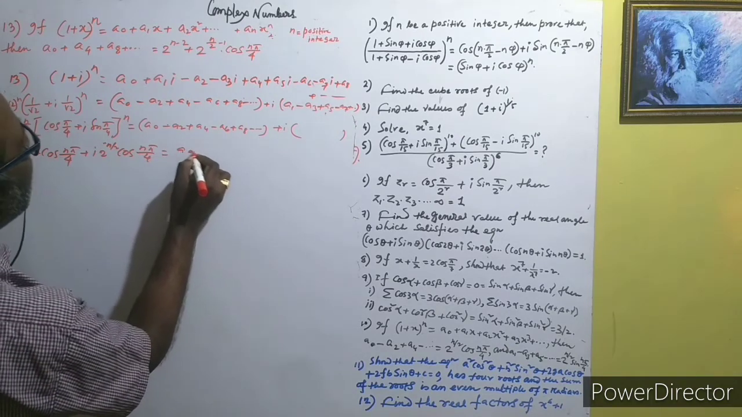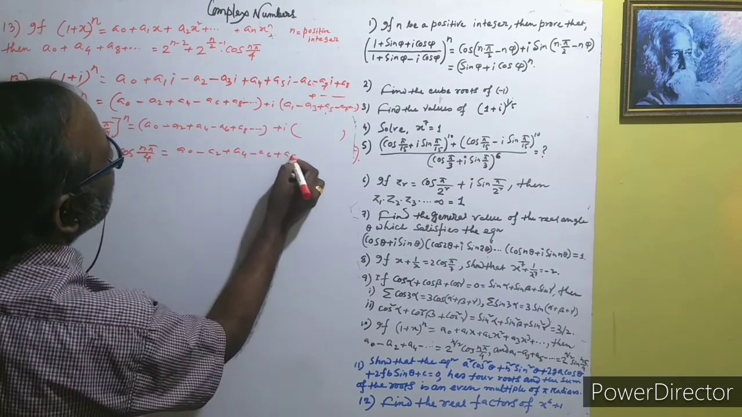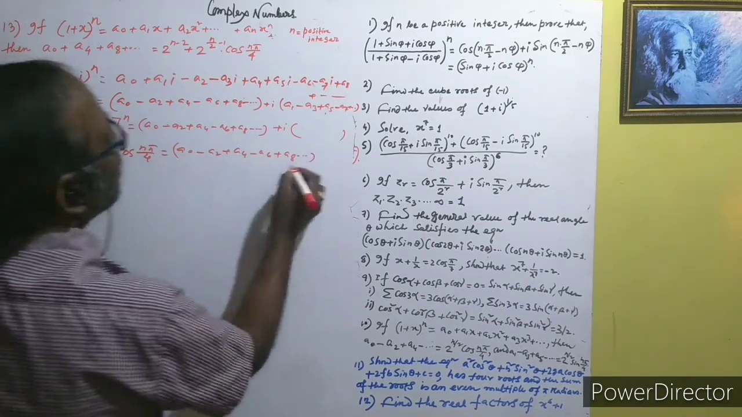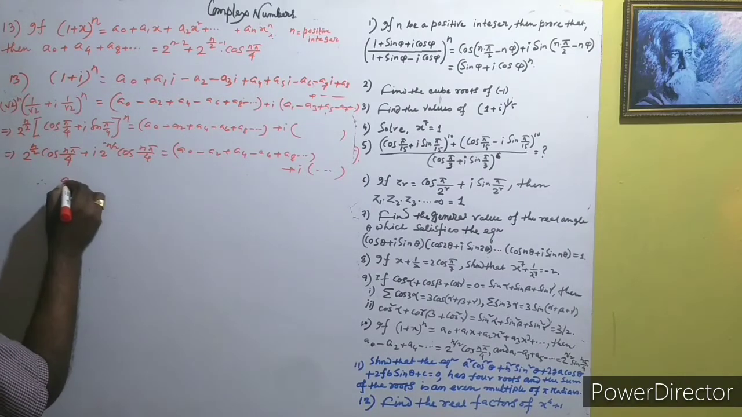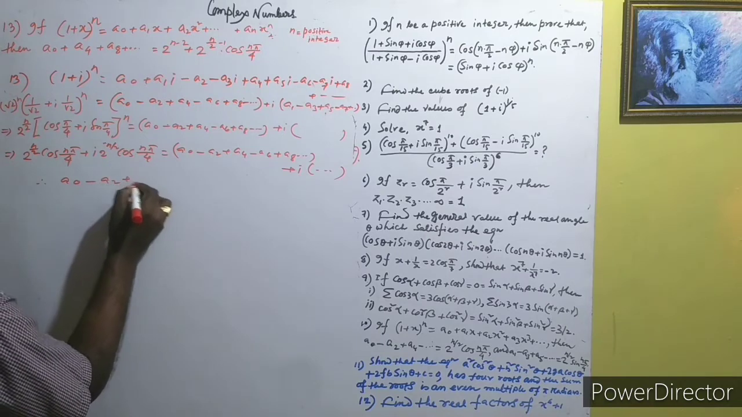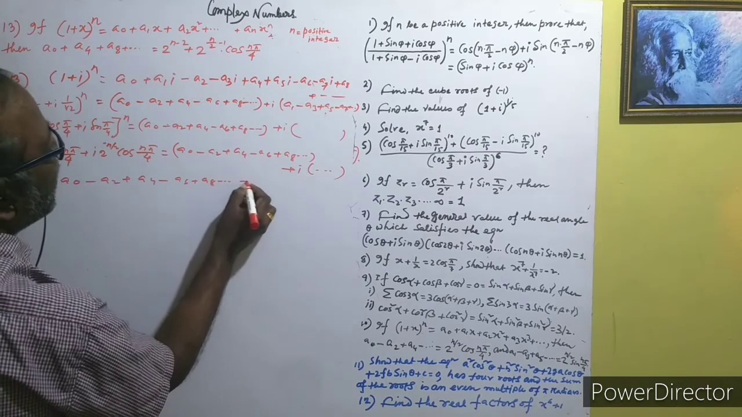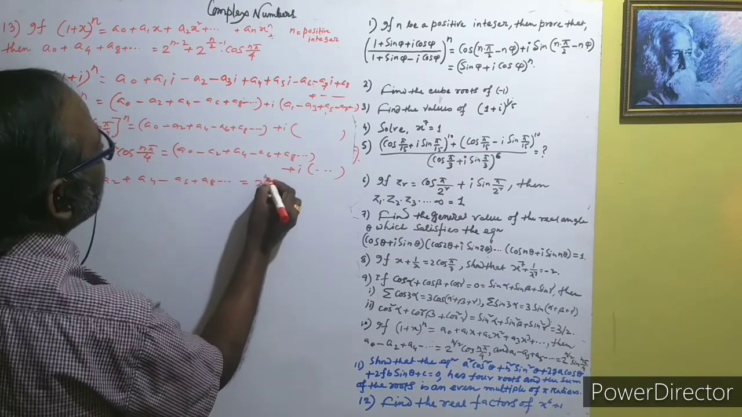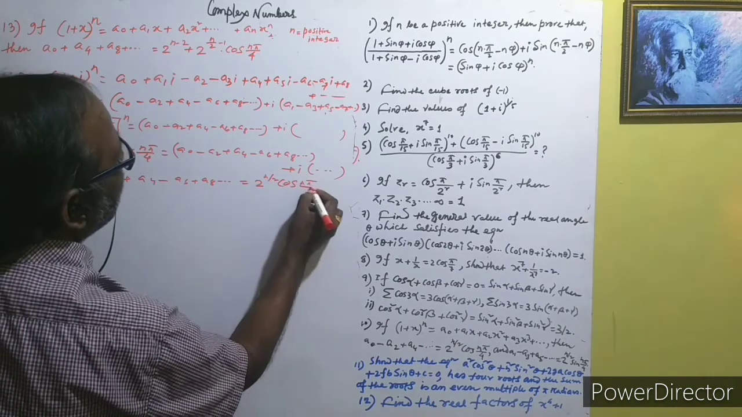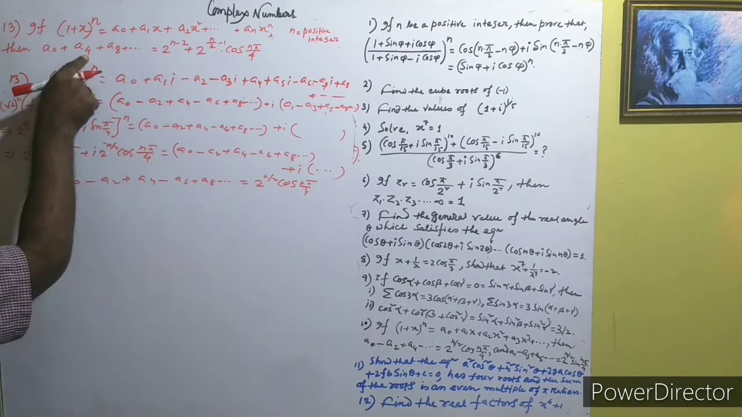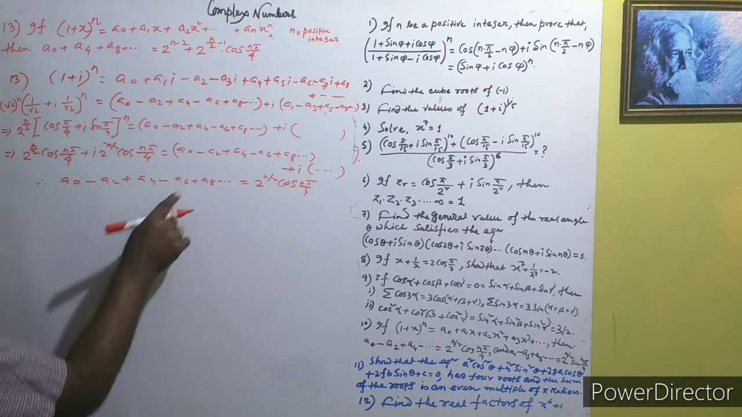Okay, so a0, a2, a4, a6, a8, and the i into the odd terms. So from that we can write a0, a2, a4, a6 and a8 is equal to 2 to the power n by 2 into cos n pi by 4 here. See, this is a0, a4, a8, they are the 4 gap. So a2, a6 are absent here.